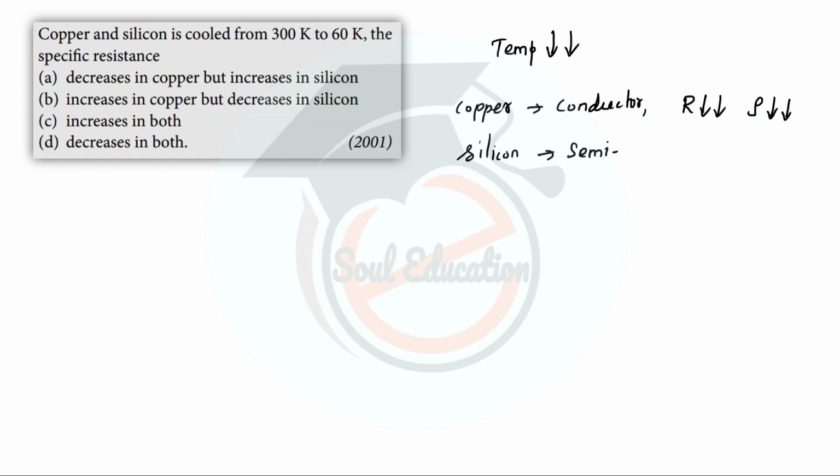And silicon is nothing but a semiconductor. When temperature decreases, my resistance will increase, and the resistivity also increases. So the first option is correct: decrease in copper and increase in silicon. That's it. These are the things you have to keep in mind.